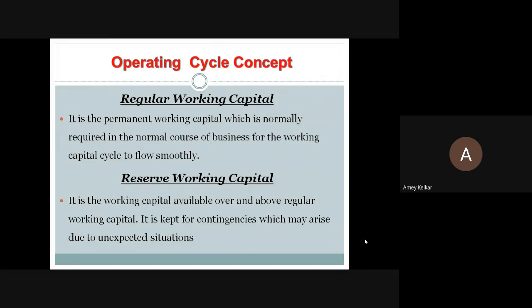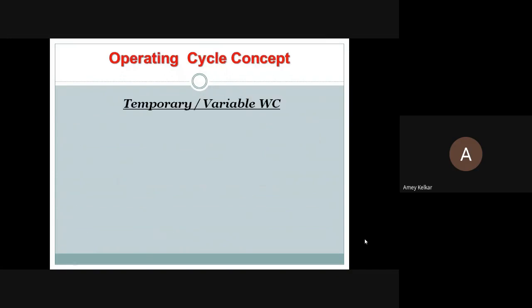Then next comes the reserve working capital. Again, this is the extra money above your regular working capital. It is kept as contingency funds, which may arise due to unexpected situations. So if you are excavating, excavation work is going on, and some important part of your equipment gets spoiled, you cannot say that I'll stop the work. Your machinery is already there, labors are there. So at that time you have to use the funds from reserve working capital and get it repaired or changed and continue your work. For such works, you don't have any prediction. So those are called contingency funds. That comes under reserve working capital.